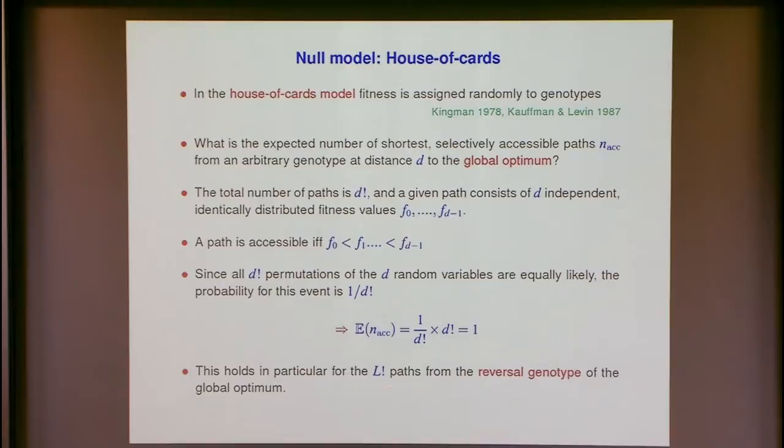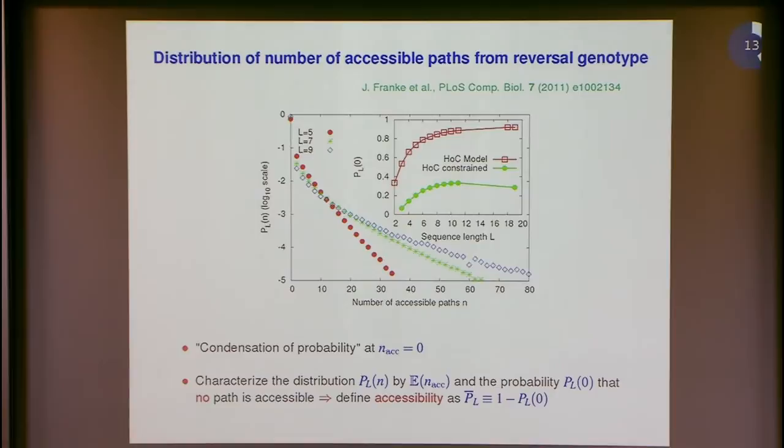Okay. Now you might think that this means that it's easy to find these paths. But this result is in some sense very misleading, because if you look at the distribution of the number of paths, which we did numerically in this paper, it has a very peculiar shape. This is the probability of finding n accessible paths for different sizes of the hypercube from 5 to 9, and you see it has a big peak at 0.